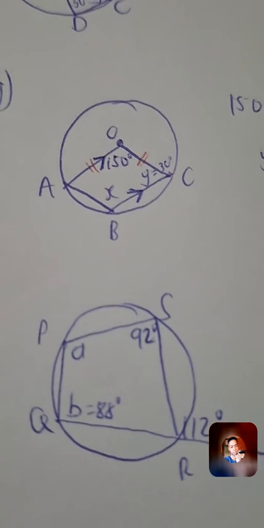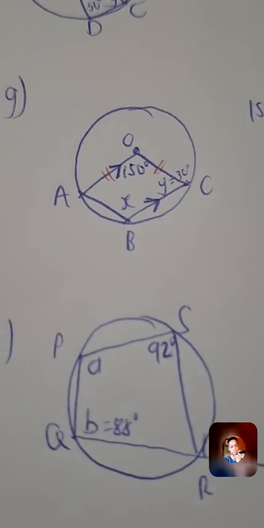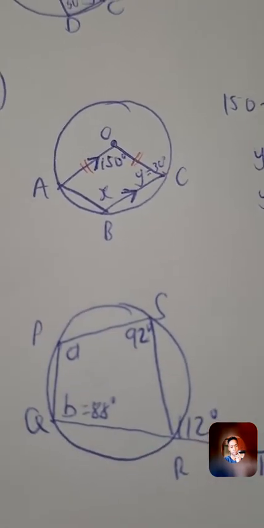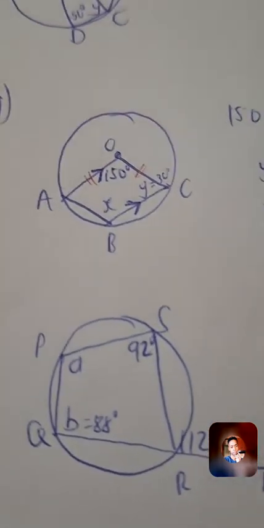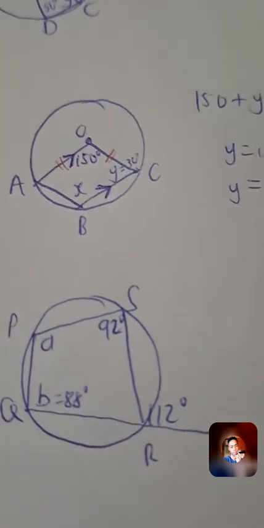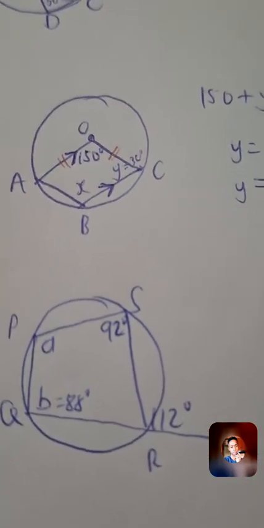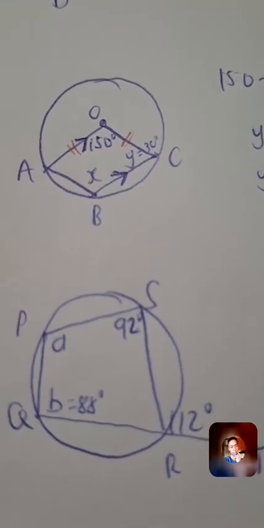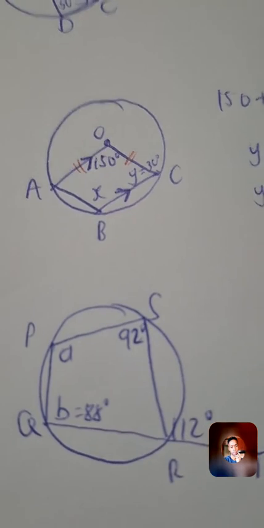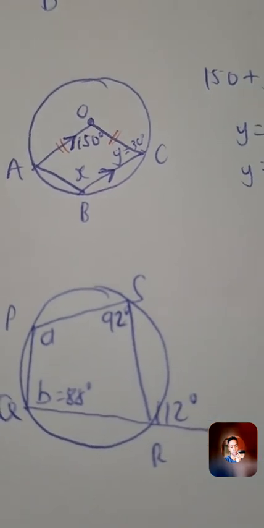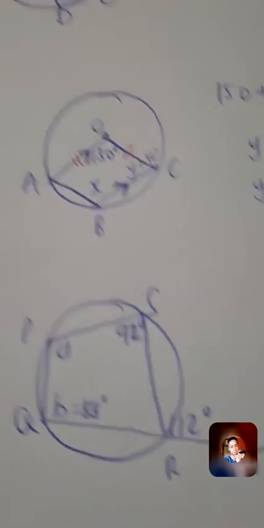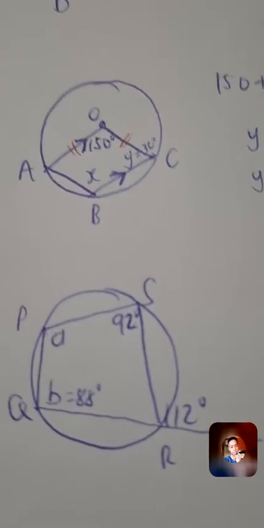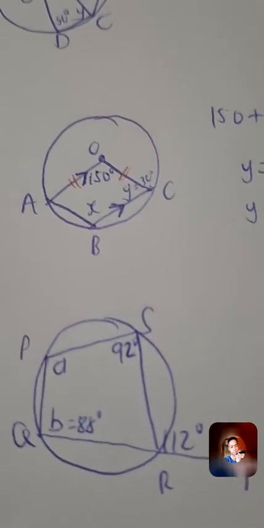What about 150 and x? They're equal to 180. If you're saying they're equal to 180, what's the reason? Let me check first. I cannot say that's a cyclic quad, can I? Because not all 4 points are on the circumference.